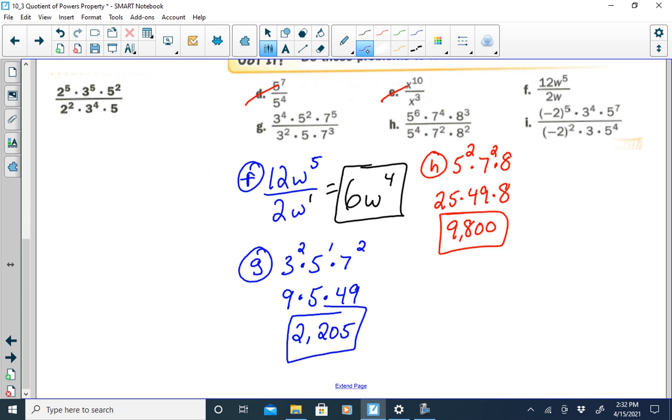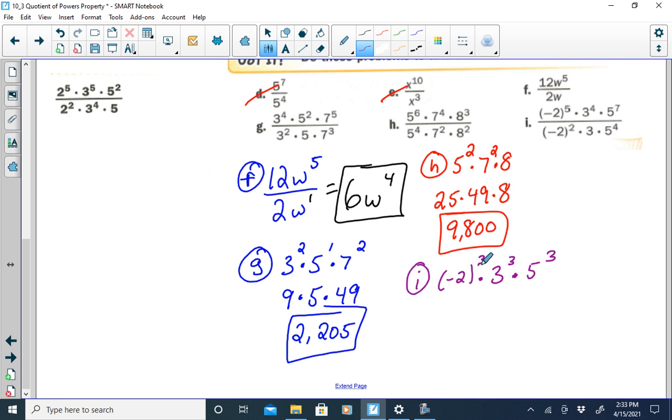And let's do letter I as well. Why not? We'll do letter I down here. Negative 2 to the 5th power divided by negative 2 to the 2nd power. That's going to be negative 2 to the power of 3 times 3 to the 4th divided by 3 to the 1st. That's going to be 3 to the 3rd power times 5 to the 7th divided by 5 to the 4th. It's going to be 5 to the 3rd power.